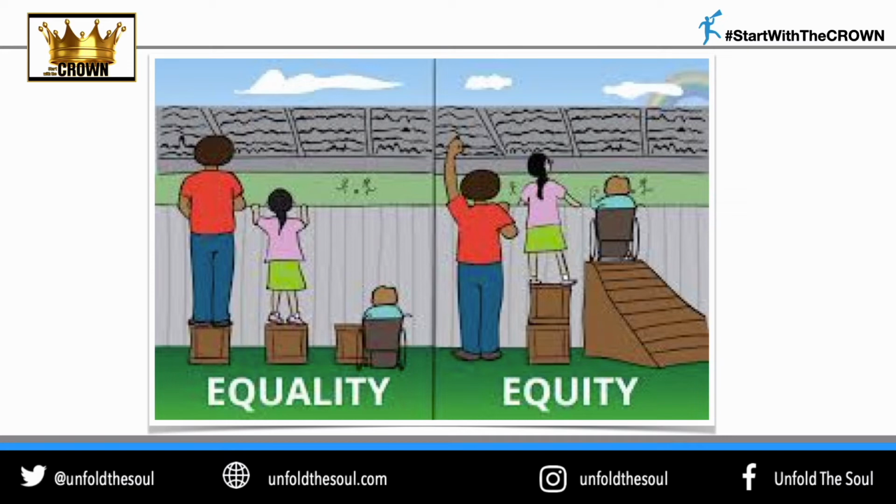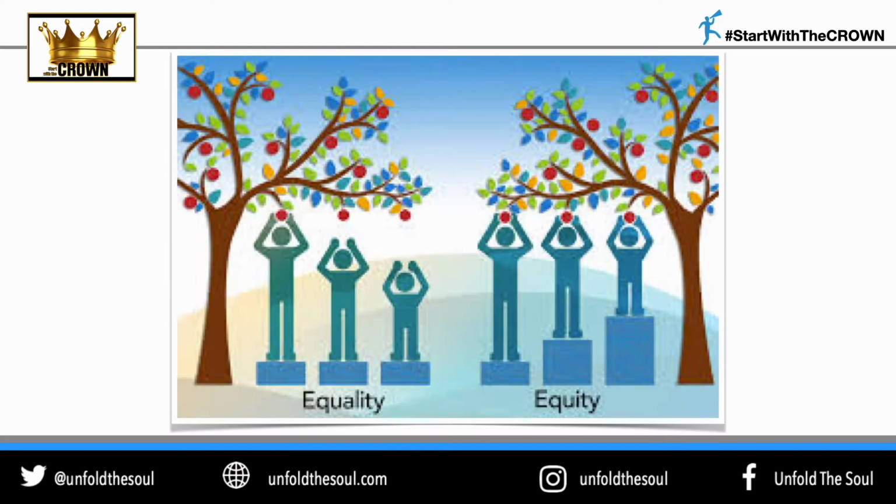What is it we want every student to be able to do in this image? And I think it's obvious. We want them to be able to watch the game with an unobstructed view. And so in the equity picture, we're providing students what they need when they need it. In the second image, we want every student to be able to pick the apples from the tree. So again, if you look at the equity side, we're providing students what they need when they need it.